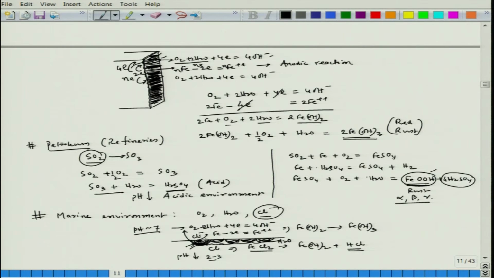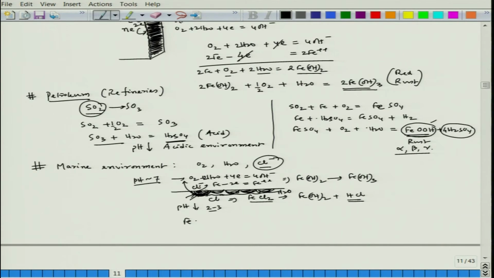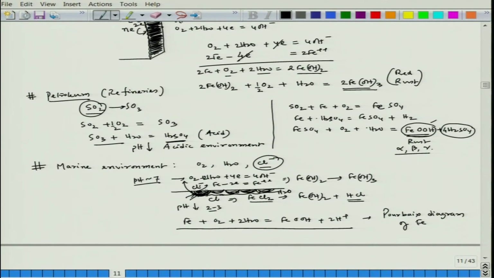So, there could be another possibility of reaction in the presence of O2: iron plus O2 plus H2O can also form this particular phase with 2 hydrogen ions. These reactions are also part of the Pourbaix diagram of iron. So, this is another product that can happen in the marine environment.